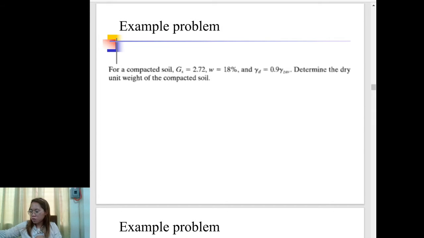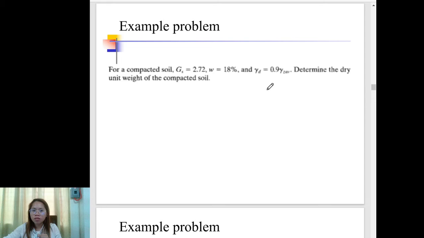Alright, let's try to answer this example. We have a compacted soil with specific gravity equal to 2.72, water content, or moisture content, of 18%, and the dry density is equal to 0.9 of the zero air void density. Now determine the unit weight of the compacted soil. Actually, the zero air void unit weight, we have to determine this first, no?